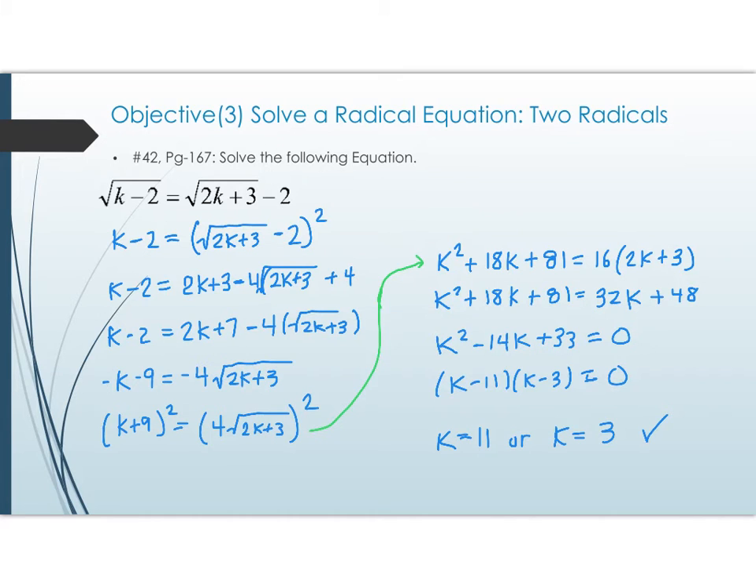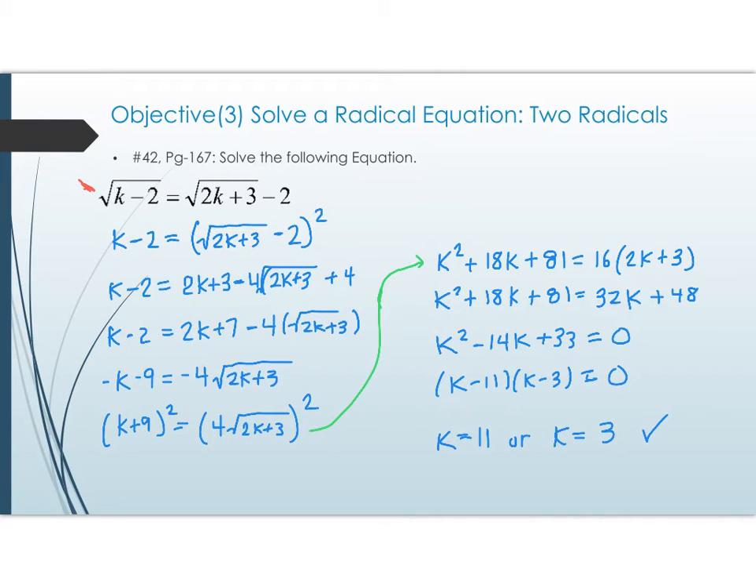So now we're getting into something a little bit more complex. This is number 42 on page 167. Here we have two radicals. And so we've isolated one radical on one side of the equation automatically. That's just the way it works.